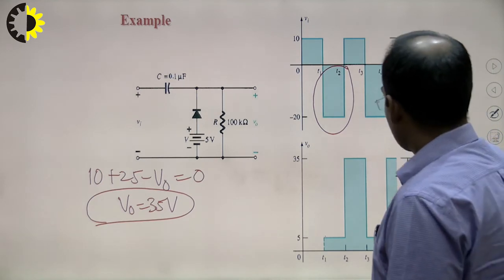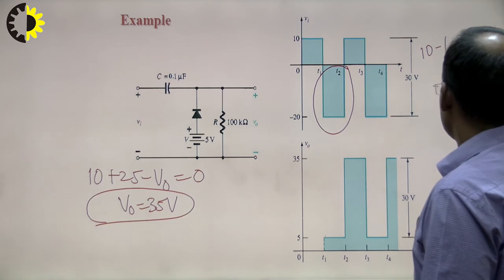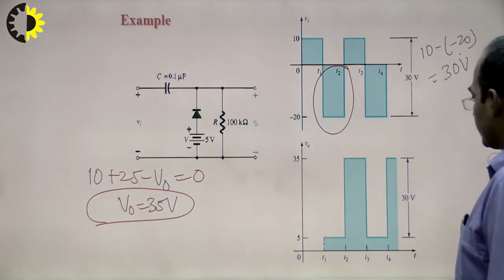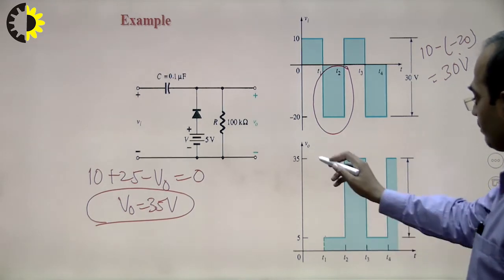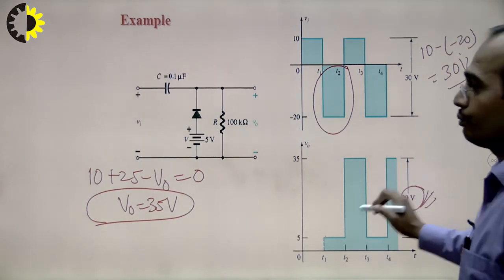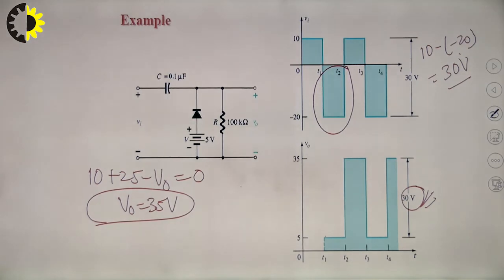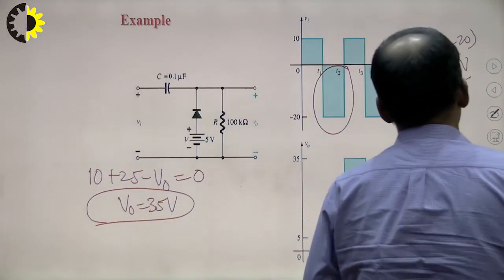Now you can again check the peak to peak voltage. From here you can see that 10 minus minus 20 volt is equal to 30 volt. Peak to peak voltage is 30 volt. From here you can see that 35 minus 5 is equal to 30 volt. So the peak to peak voltage of input and output waveform is same. Okay. So the input and output waveform of this circuit is right.